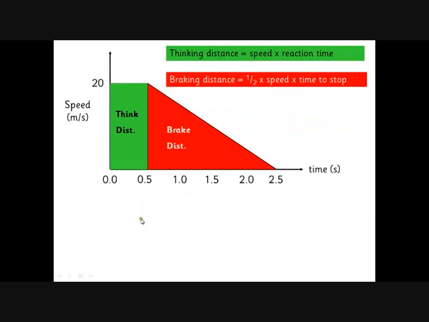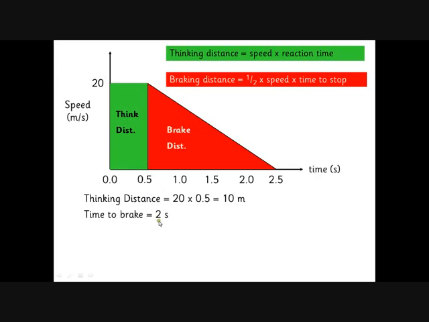So here's an example of a graph. This is somebody who's driving at 20 meters per second. It takes them half a second to get their foot on the brake, and then another 2 seconds altogether to stop. So 2.5 seconds is the total time it takes to stop. Half a second to react, 2 seconds after you've got your foot on the brake. So to work out their total stopping distance, we've got to work out the thinking distance. That's just the area of this rectangle, so that's just 20 times 0.5. So 10 meters before you've got your foot on the brake.